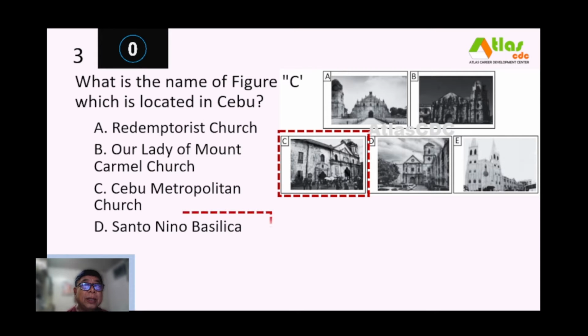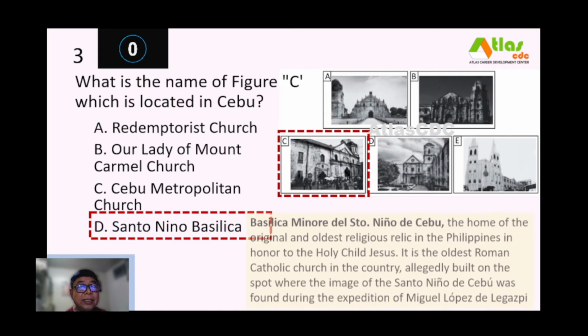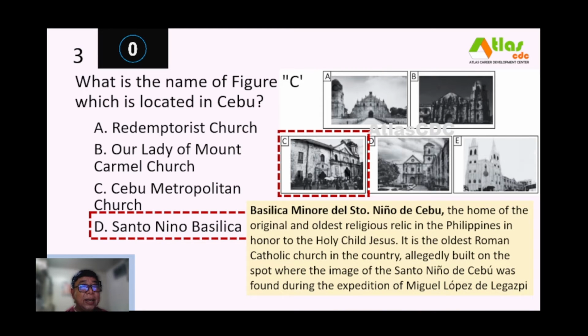And our correct answer is letter D, Santo Niño Basilica. So Basilica Minore del Santo Niño de Cebu is the home of the original and oldest religious relic in the Philippines in honor of the Holy Child Jesus. It is the oldest Roman Catholic church in the country, allegedly built on the spot where the image of Santo Niño de Cebu was found during the expedition of Miguel Lopez de Legazpi.